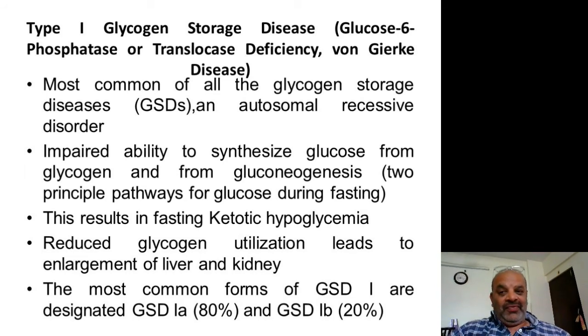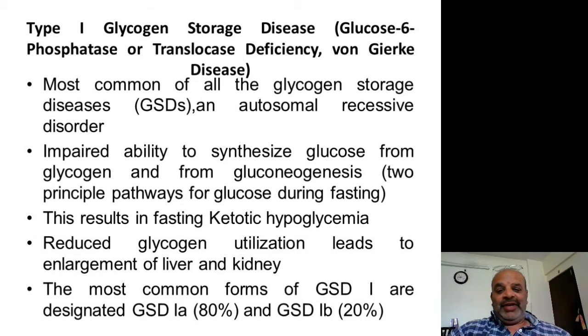There are two different types when you talk about type 1 disease, that is type 1A, where in 80% of the cases you will see that the person is having deficiency for the enzyme glucose 6 phosphatase. There is another type that is known as glycogen storage disease type 1B. Around 20% of the population will have type 1B, and this is where you will have deficiency for the translocase.